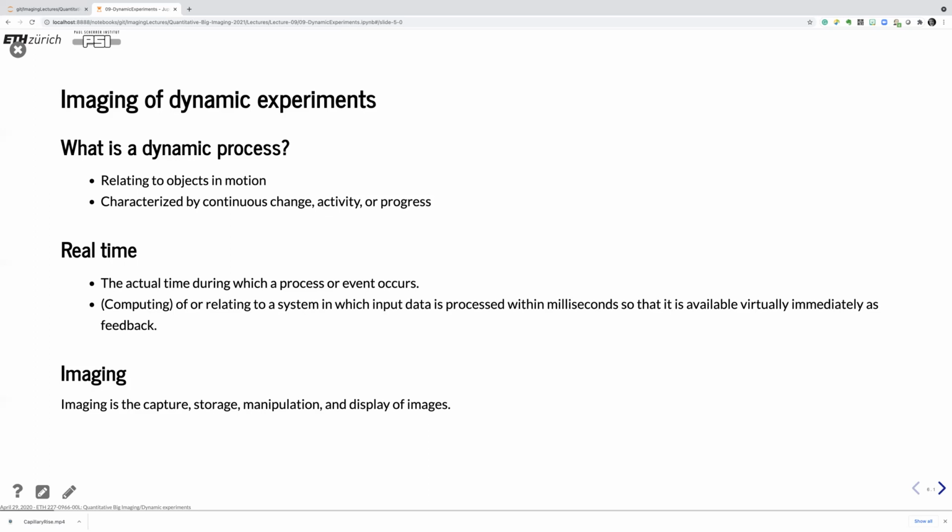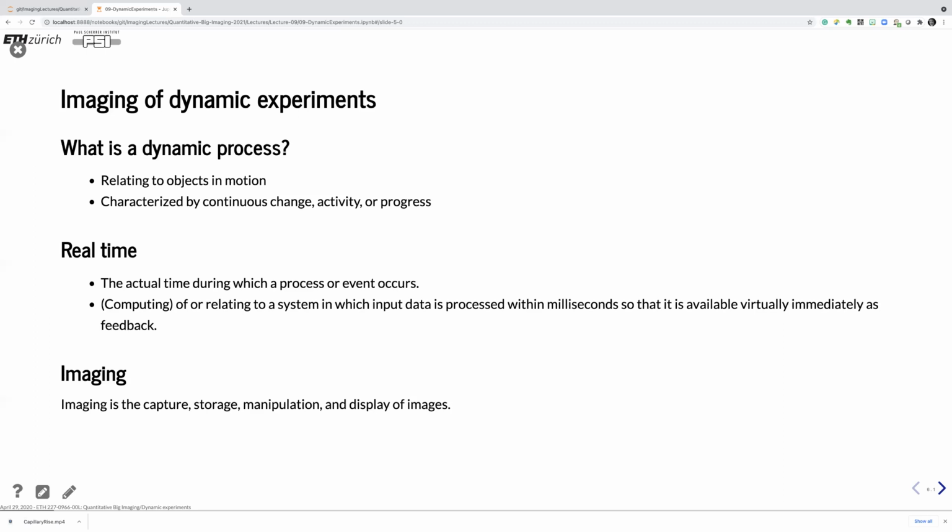For dynamic experiments, it's often talked about real time. It has many definitions, but it's essentially the time you acquire while things are going on, and you should be able to capture it.